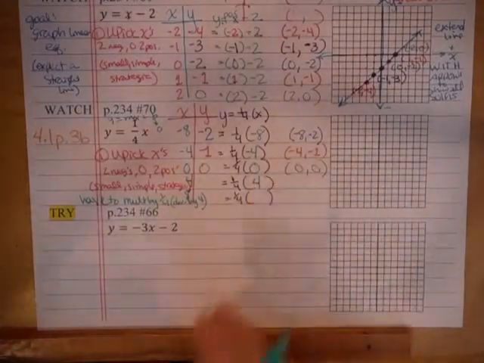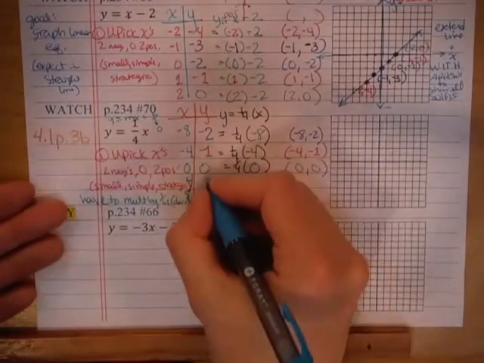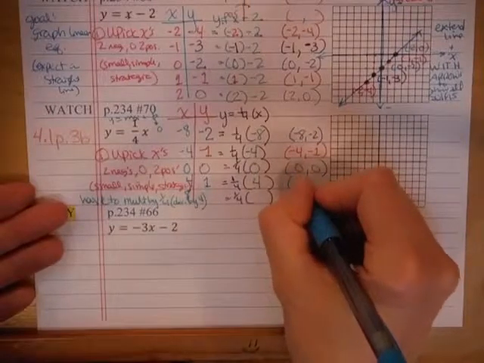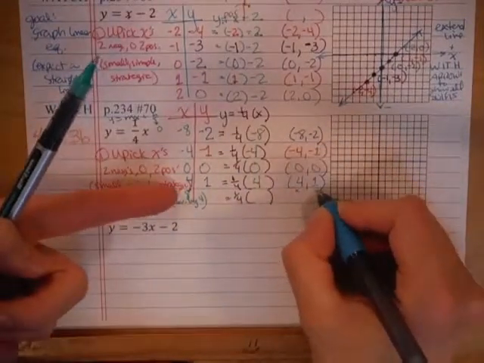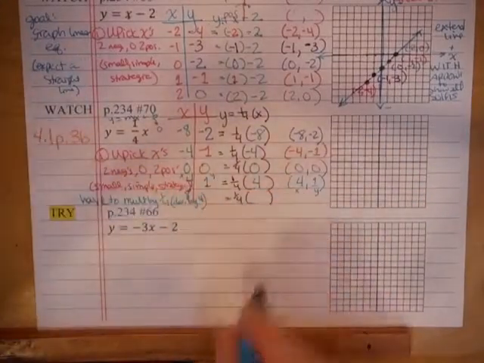Next, I'll plug in +4. 1/4 times 4 is 1, and I get the point 4, 1. Remember, order matters, so be careful. It's always your x and your y. This is your x, this is your y.